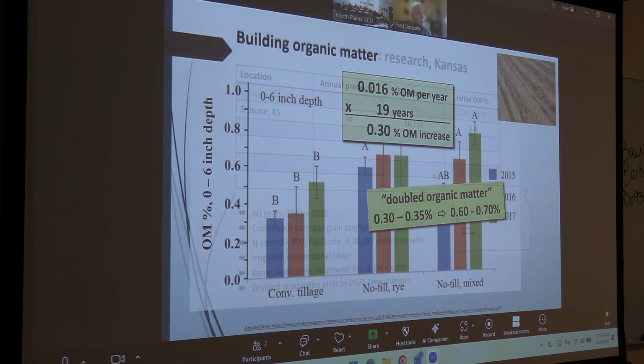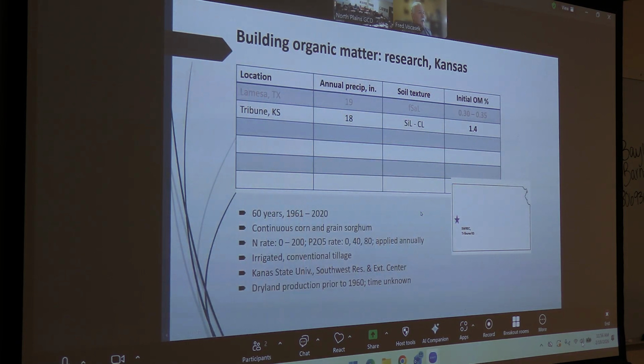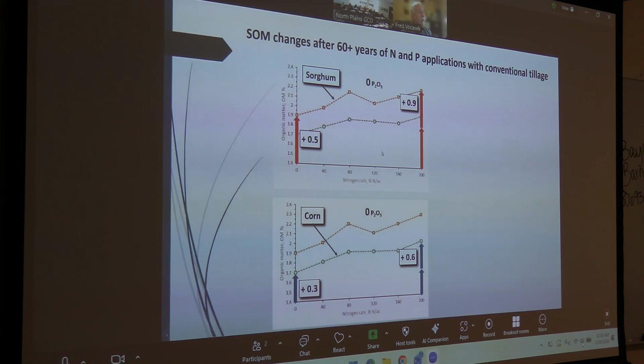So I started looking around a bit, and I looked at Tribune, Kansas. And this is a study that's been going on for the last 60 years. Continuous corn and sorghum, irrigated, different rates, and started out with soil organic matter at 1.4%. And in this graph I'm showing you, they had different nitrogen rates from 0 to 200 pounds of nitrogen every year since, whatever it was, 1968, and no phosphate.